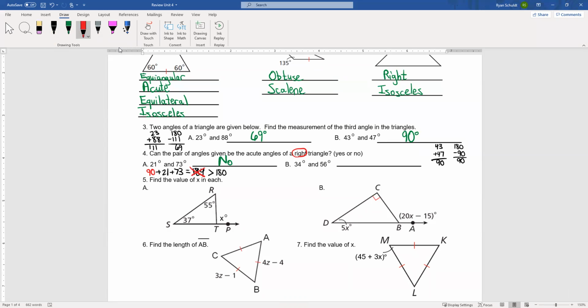Now let's look at the next one. We got our 90-degree angle because it's a right triangle. But then we can add up the rest, plus 34 plus 56. That gives us 180. Is that good? Yes, that's good. 180 is good because we have a triangle. So this one is yes.